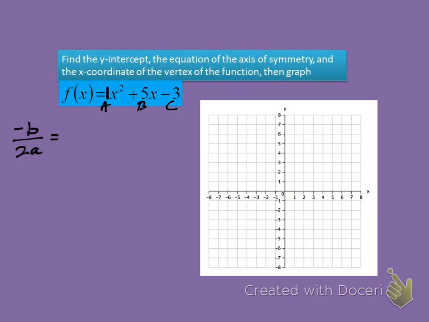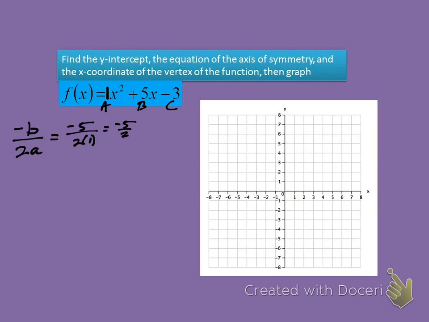So negative b over 2a. B is 5, so -5 over 2 times 1, which equals -5 over 2, which means Mr. Mormon's giving us fractions. That's fine. But that's still the x-coordinate of your vertex.